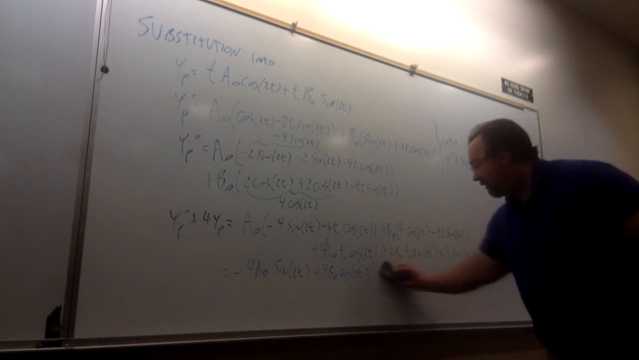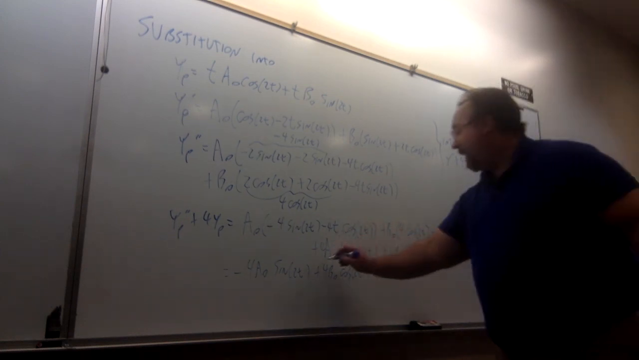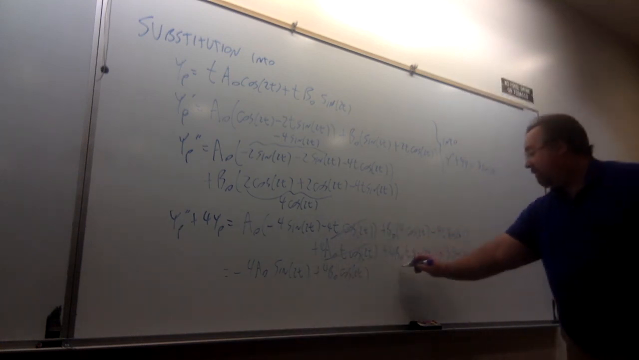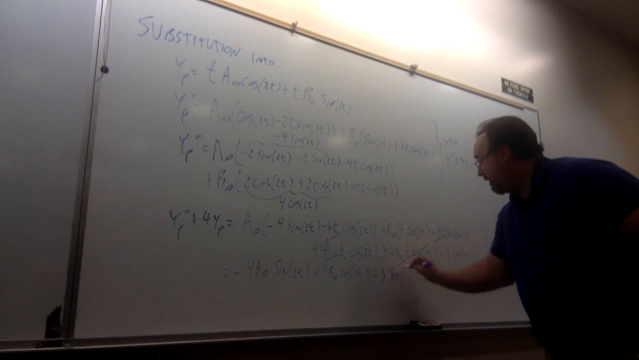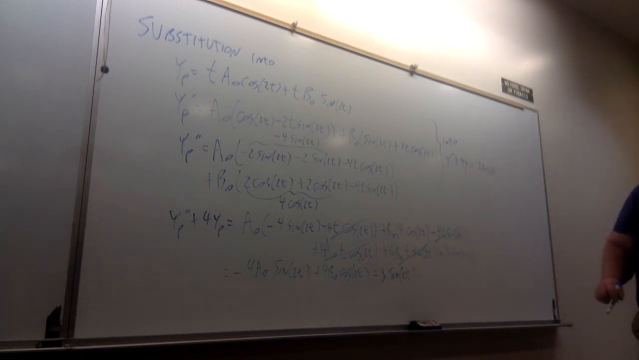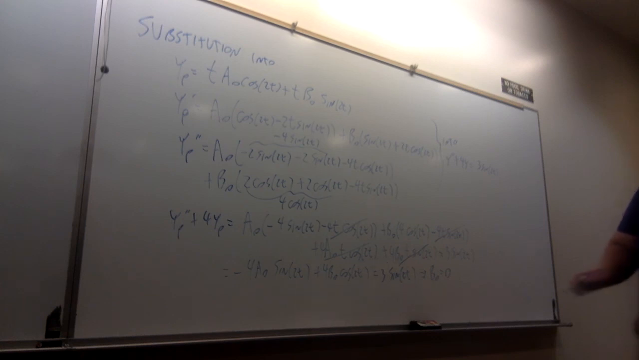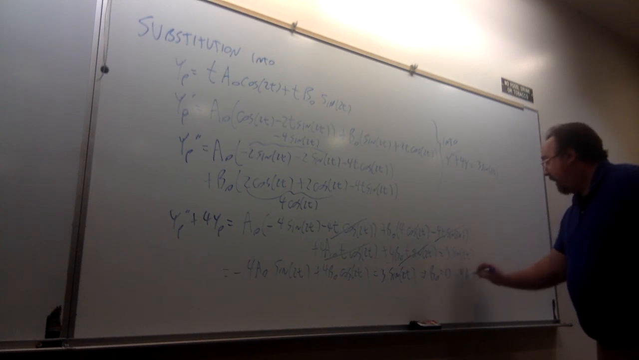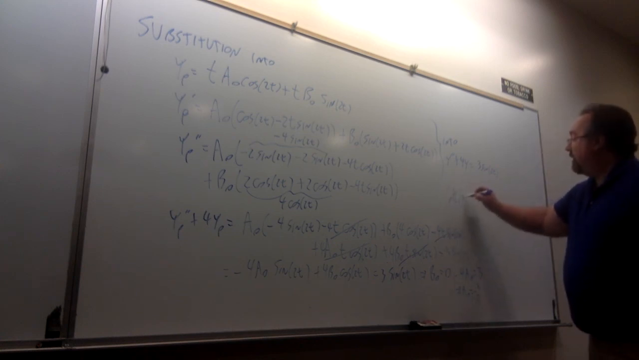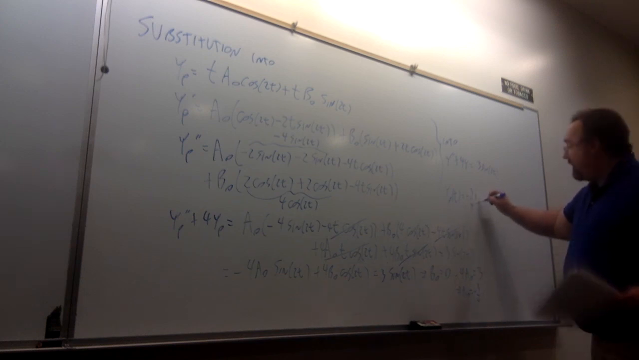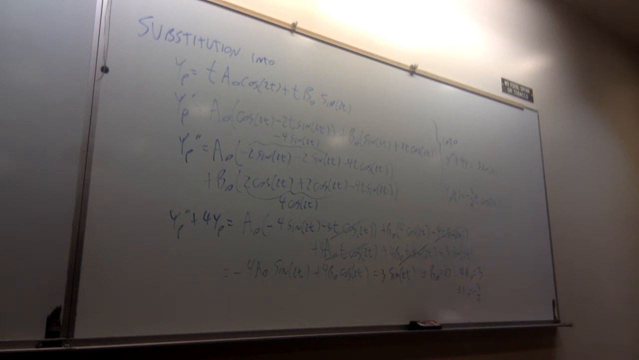Oh, actually, we have some cancellations. So minus 4a0 t cosine 2t and plus 4a0 t cosine 2t cancel. And then similarly, these terms will cancel. So that's all that's left, and that is equal to 3 sine 2t. Well, there's no cosine on the right side, so b0 has to be 0. And then as for the sine term, we have minus 4a0 is equal to 3, so a0 is equal to minus 3/4. So your particular solution is minus 3/4 t cosine 2t.